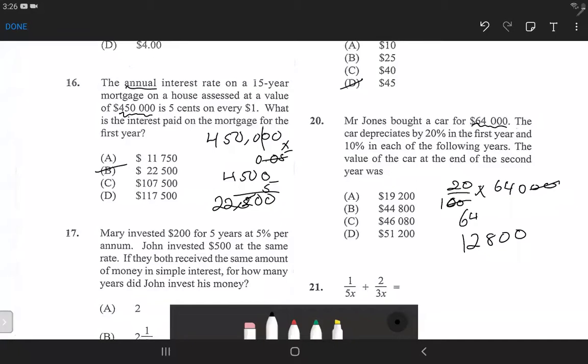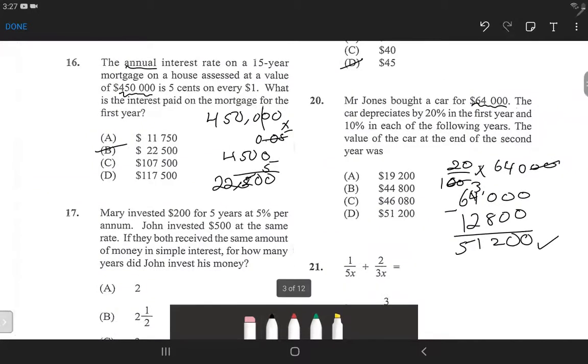So you do 64,000 minus that. Right, so you get 51,200. This is after the first year. Notice what they put here. That is not the answer, but you know, an eager person would have put that.